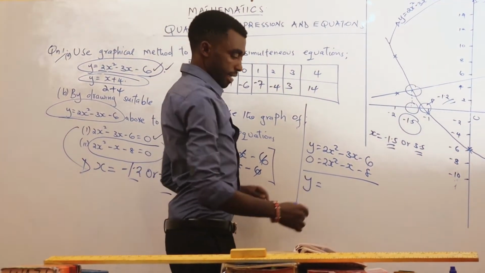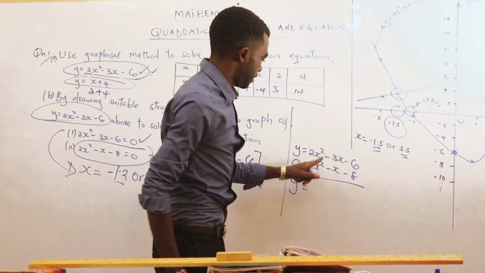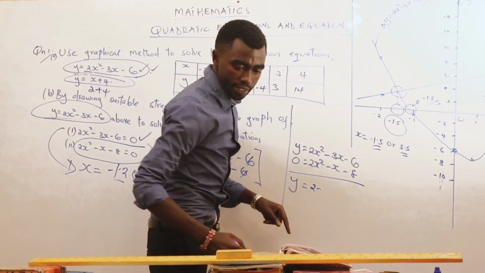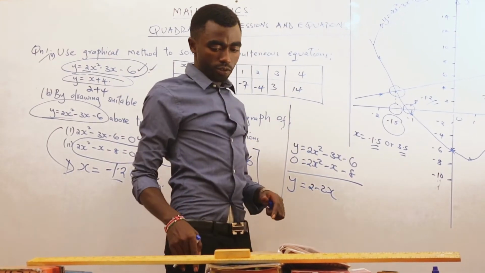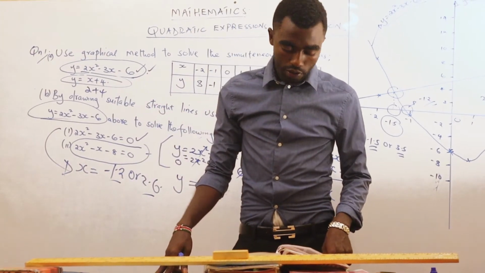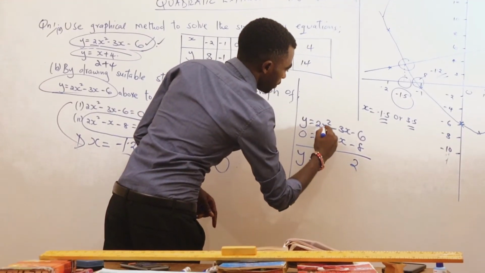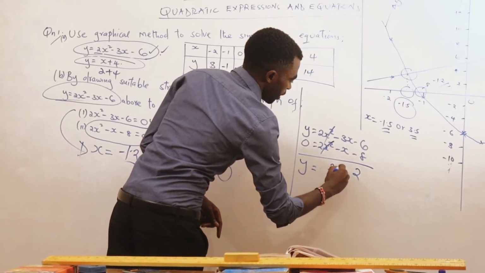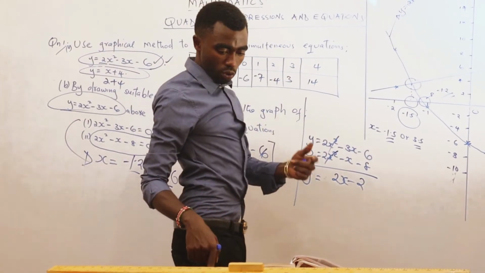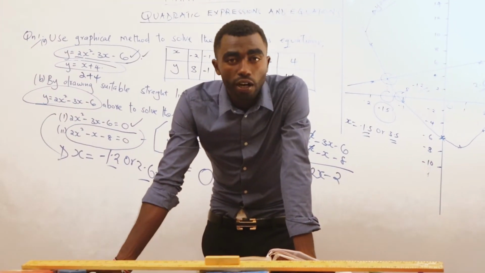In this case, we find y is equal to 2 minus 2x. The 2x squared terms cancel, so this is 2x minus 2, that is, y is equal to 2 minus 2x. So that's the table, the values we have.